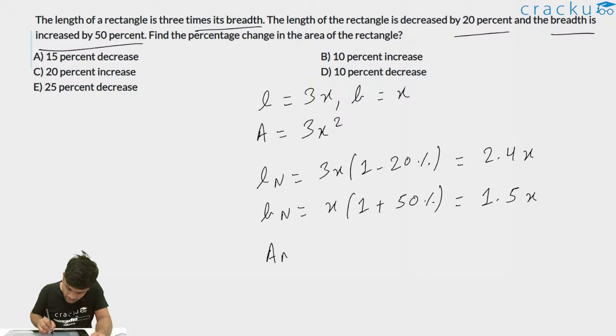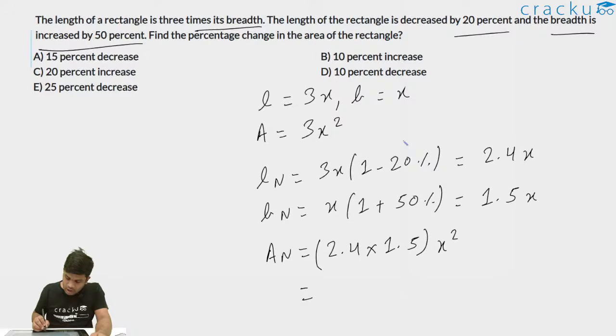So new area is 2.4 into 1.5x square. Now 24 into 15, 24 into 10 is 240, 24 into 5 is 120. So 240 plus 120 will give us 360. And there will be 2 decimal points. So it will be 3.6x square. You can multiply 2.4 into 1.5, you will get 3.6.